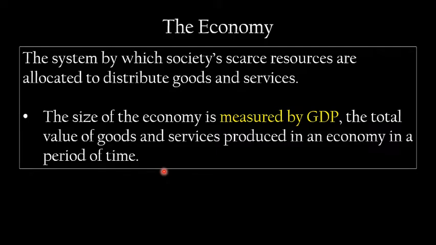So an economy is a system by which society's scarce resources are allocated to distributing goods and services. So we consider the main purpose of economic activity to satisfy consumer wants and needs. That's why economic activity is undertaken, in order to satisfy consumers' wants and needs. And society has certain scarce resources. It's got the individuals, the labour in that economy. It's got machinery and factories and things like that. And it's got land. And it needs to allocate those resources to distributing the goods and services that people want.